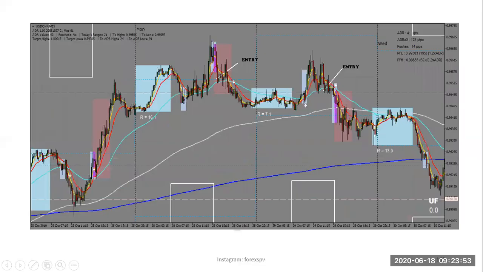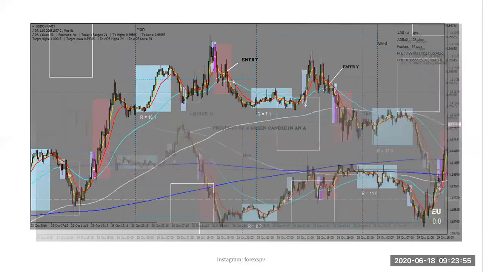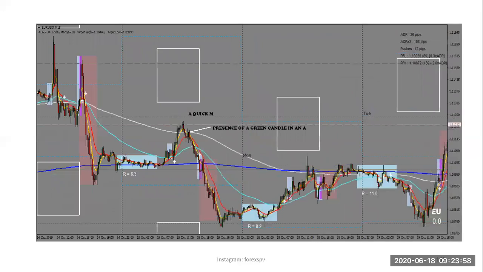Here we have an example. We have what we call a quick M. A quick M is usually like a V. See, this is like an A top, but you can see we had the first leg here and the second leg here, and it was very quick. A green candle here indicates that this was a retracement for a second leg. So that's a quick M. If you go to the 5 minutes time frame, you find a very good M formed at that particular point in time.